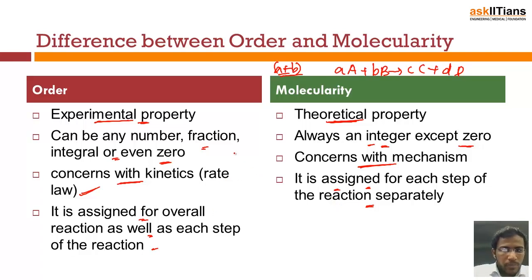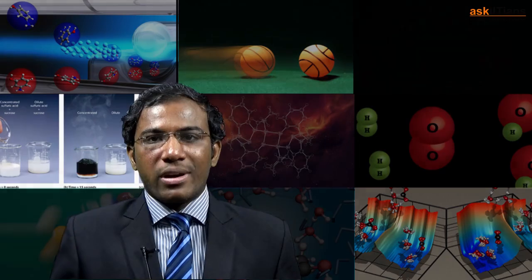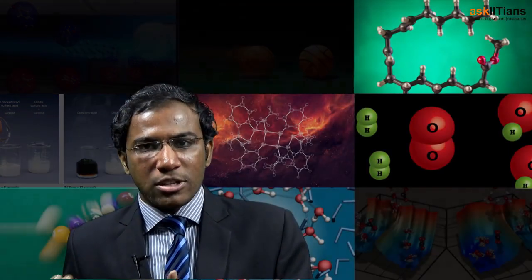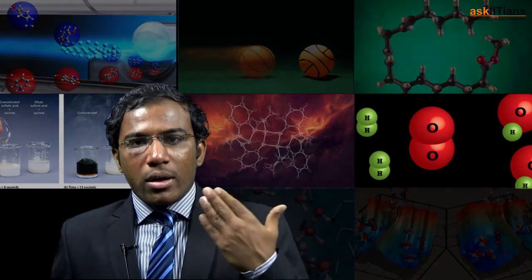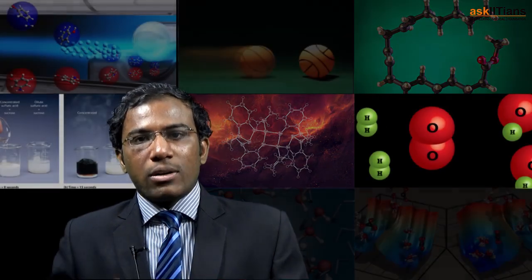So this is about the order and molecularity concept of a reaction. Students, in this part we learnt about order and molecularity and how to calculate the order and molecularity of a reaction for simple as well as complicated reactions. Now we are interested to know the concentration of the reactants and products at any point during the course of the reaction. So we'll do that in our next part.